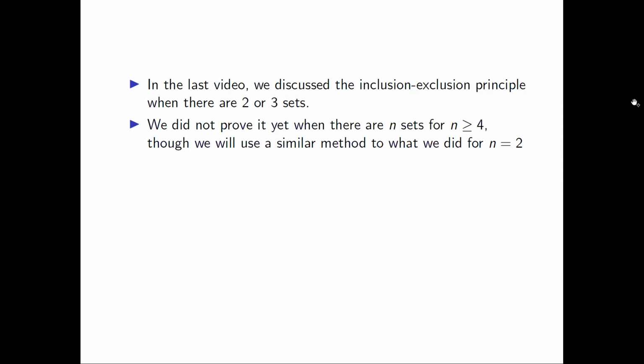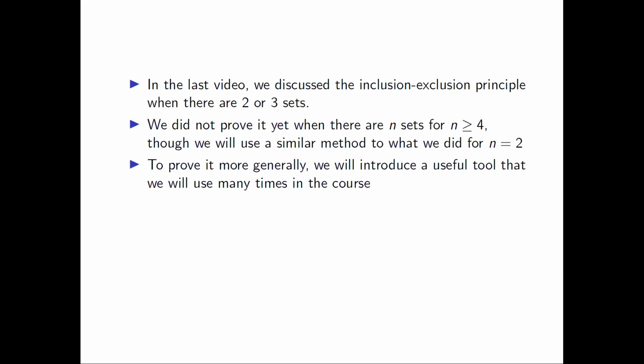When we have at least 4 sets, we still need to prove the inclusion-exclusion principle. But the method that we'll use to prove it will be very similar to the method that we used for n equals 2 and for n equals 3. In order to prove this principle more generally, it will be helpful for us to introduce a new tool that we'll use a lot of times in the course for many different proofs. This tool, as you can probably guess, is induction.